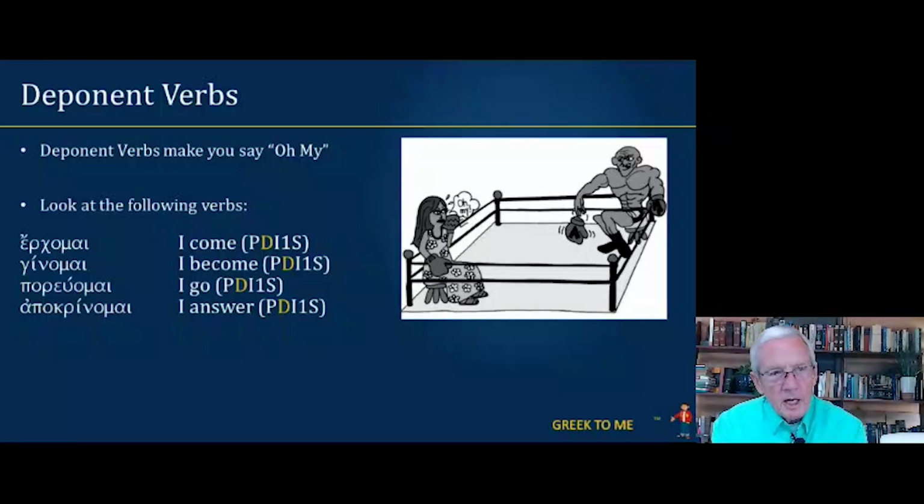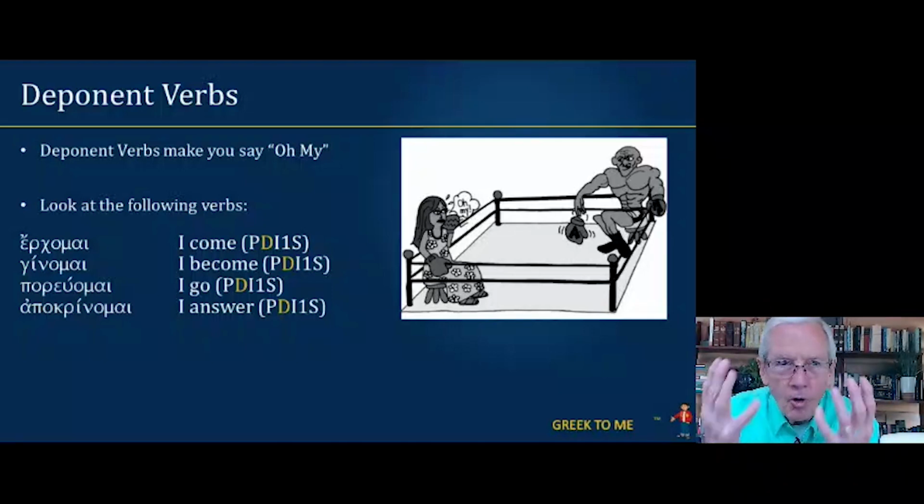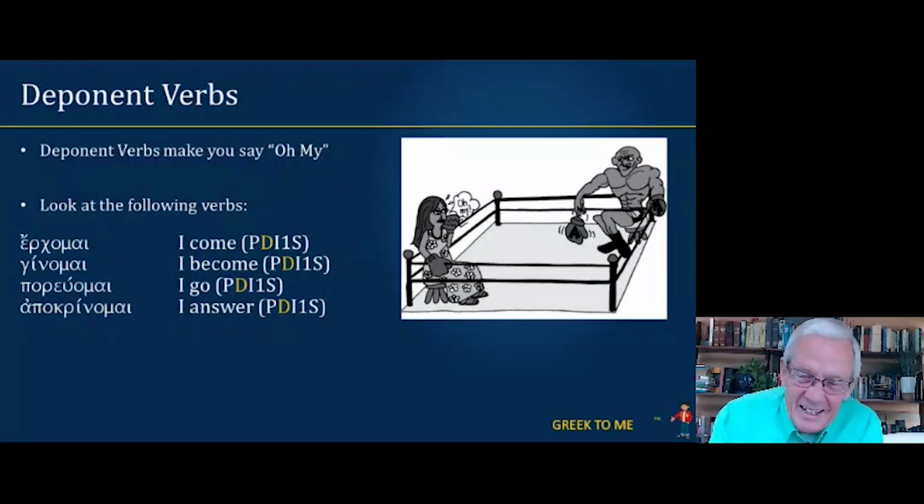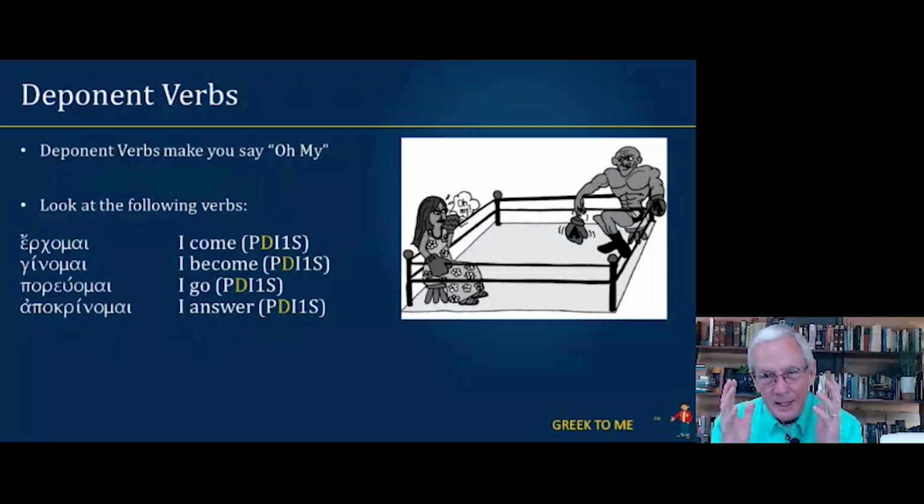Now, in your vocabulary of chapter 4, you had a number of verbs that made you say, "Oh my." They're what I call deponent verbs. Now, you'll see Vera Verb here in the corner of a boxing ring, and she's facing a mammoth boxer. And she says, "Oh my." When verbs make you say "oh my" in the vocabulary, they are deponent verbs.